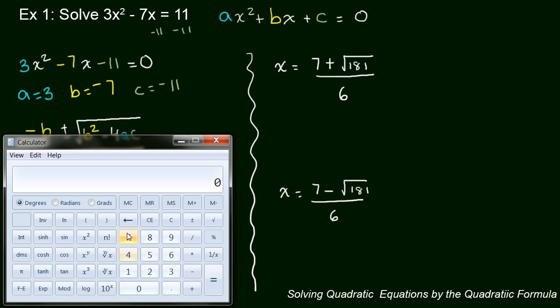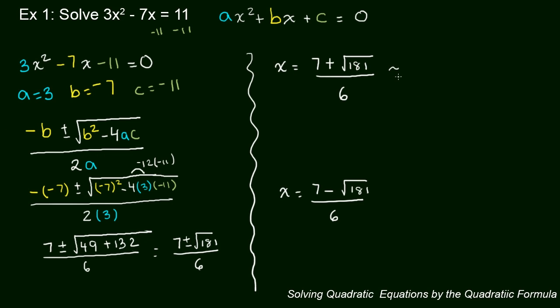Pulling up my calculator, I've got 7 plus square root of 181 divide by 6. That gives me approximately 3.408. I'm going to round to the nearest hundredths, so this is going to be approximately 3.41. What this means is that my parabola is going to cross the x-axis at approximately 3.41. It's also going to cross the x-axis over here, and we can evaluate the negative.